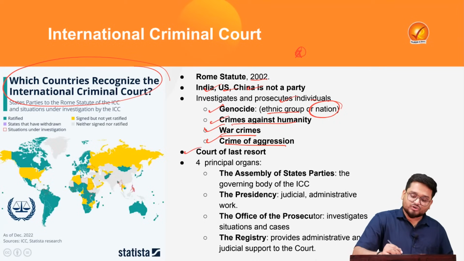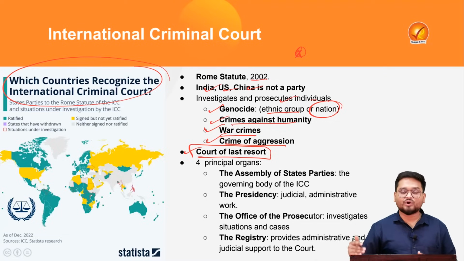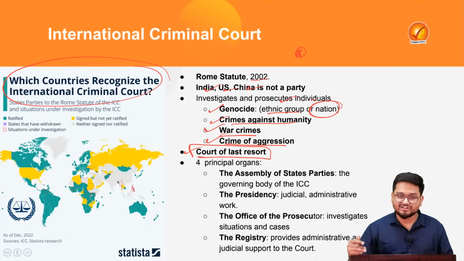It is also known as a court of last resort, when citizens in their own nation cannot get justice from the various judicial authorities in their nation, so they can file an appeal to the ICC too.